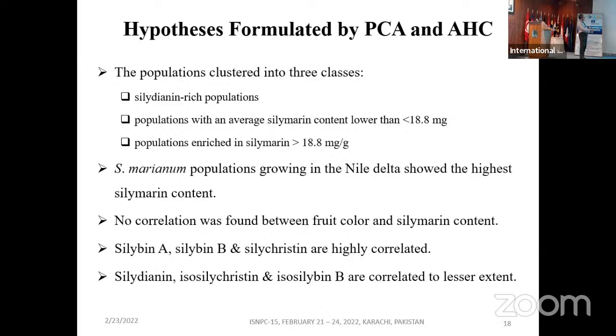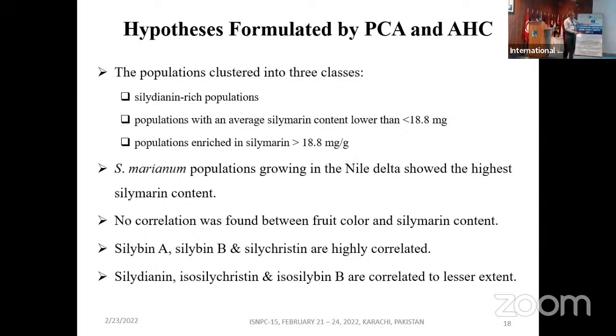Silymarin-rich populations, populations with low silymarin content, less than 18.8 milligram, and populations with higher silymarin content, higher than 18.8 milligram. Generally speaking, the populations of Silybum marianum growing in the Nile Delta were highest in silymarin. This was expected, as the plant is native to the Mediterranean and the delta is near the Mediterranean area. No correlation was found between the fruit color and the silymarin content, and this was very important because some people have a common thought that the darker fruits contain more silymarin.